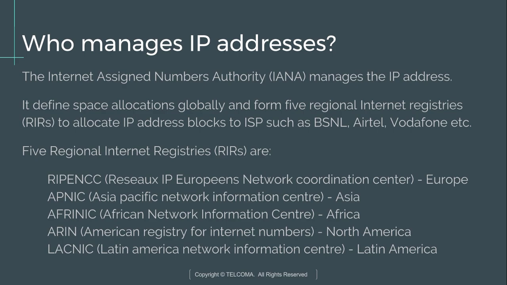Whereas the next RIR is AFRINIC, which is African Network Information Center, and it controls the IP addresses in Africa. And next is ARIN, American Registry for Internet Numbers, and it manages the IP addresses in North America, like in US, Canada and some region of Antarctica. And LACNIC, Latin American Network Information Center, manages the IP addresses in Latin America and part of the Caribbean region. So these are the 5 RIRs which manage the IP addresses in particular regions of the world.